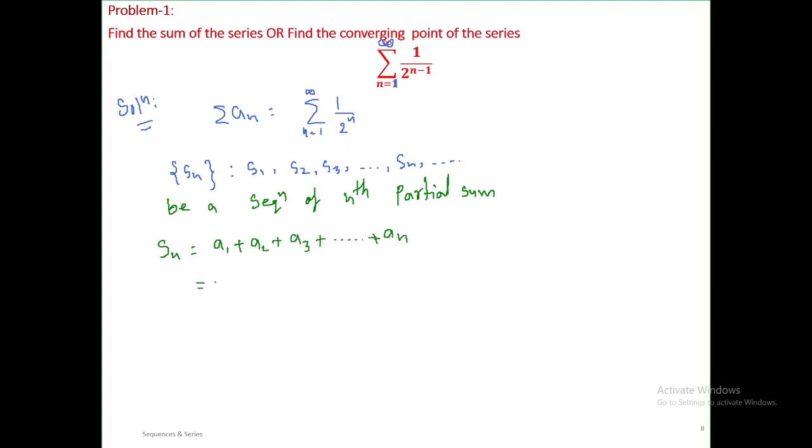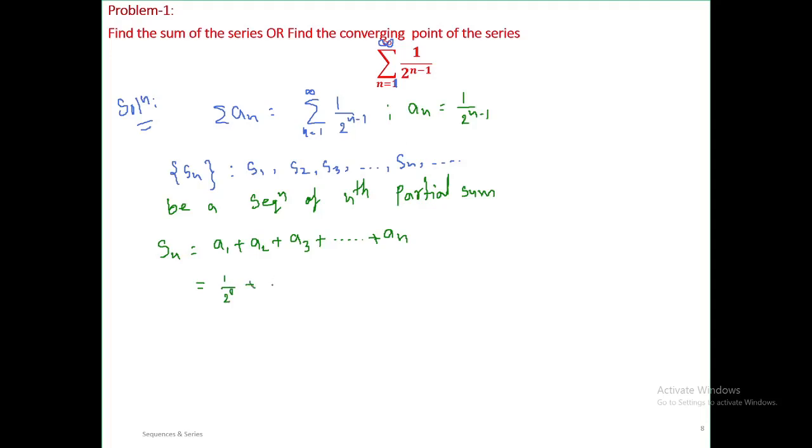But what is a1? Look at this. With an, the nth term of the series is an equals 1 upon 2 raised to n minus 1. Sorry, it is n minus 1. This is the nth term of the series. Then what will be the first term? Substitute n equals 1 here, and you will get 1 over 2 power 0. This is the first term.